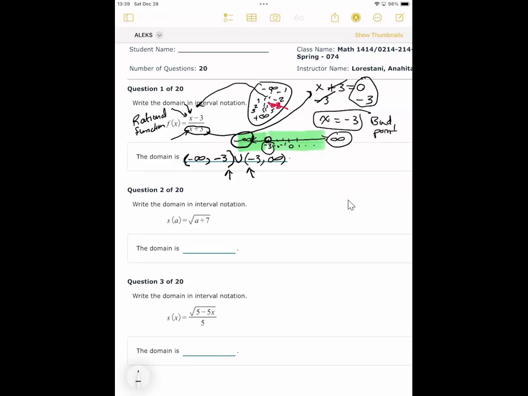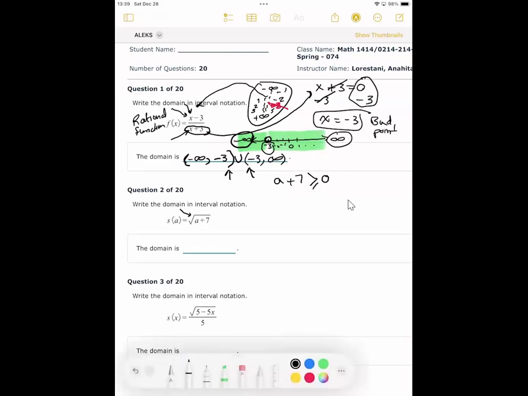So next question says, write the domain in interval notation. We do have a function. It's called the square root function. We don't want to have negative under the radical, otherwise this is undefined. So we say a plus 7 must be greater than or equal to 0. What a's will make this greater than 0? The question is, is it okay for a plus 7 to be 0? Yes. So we want to solve this inequality and find out those a's that make under the radical positive. Those are the ones we want to get.